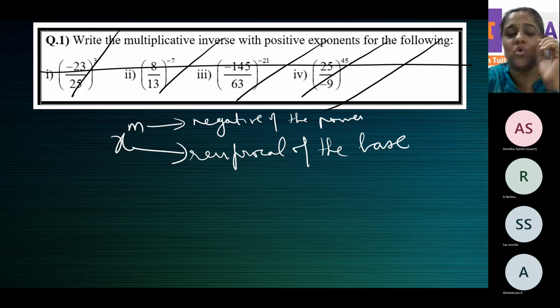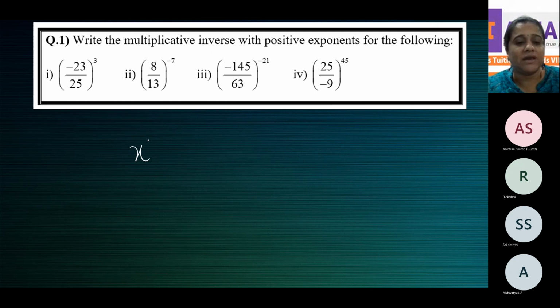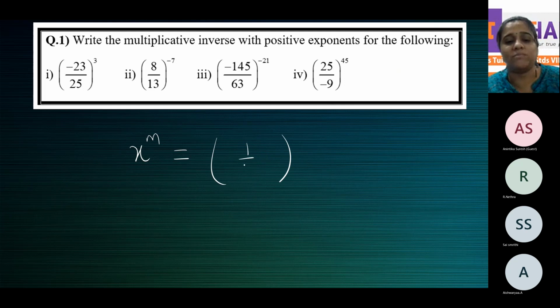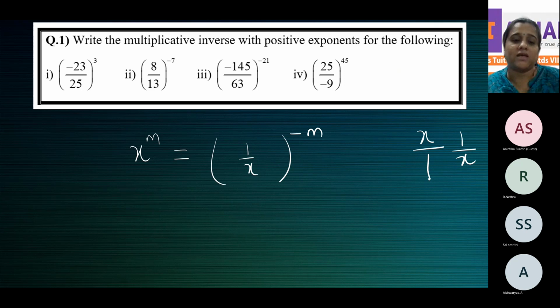The two parts in the exponential form are the base and the power. For the base, you can write the reciprocal of the base, and for the power, you can write the negative of the power. Remember these two. So if you want to write x to the power m in a different way, take the reciprocal of the base. The base is x, which is x by 1, and its reciprocal is 1 by x. Write the negative of the power: plus m becomes minus m. This is the other way of writing x to the power m.